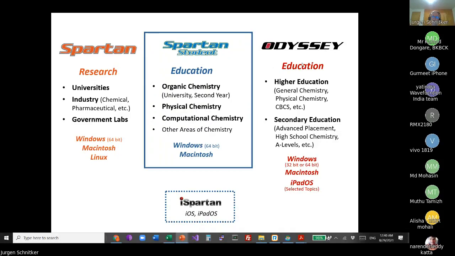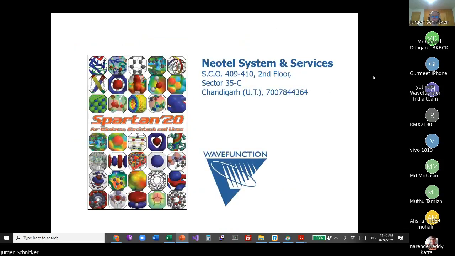Windows, Macintosh. We have another program, Odyssey, which overlaps with Spartan but goes in a different direction. I don't have time to talk about it. And this was almost my last slide. So this is really the last one. The brochure was already an attachment to the email that Yatinder Yadav had sent out. We'll be happy to provide you with trial licenses and answer any questions. And I'll now turn to answering more questions.